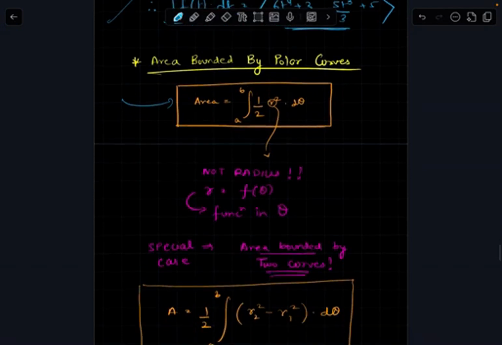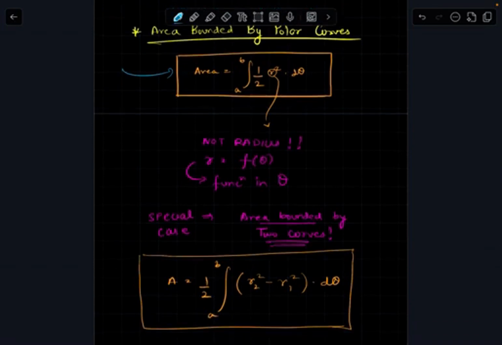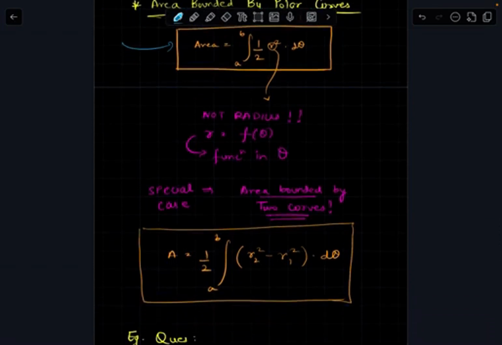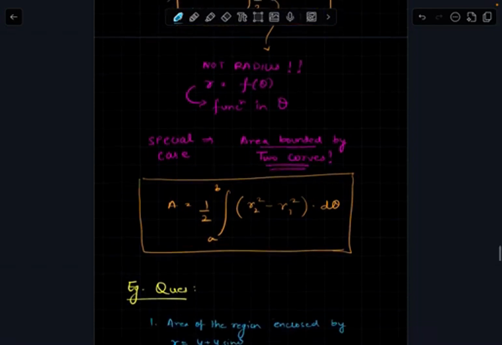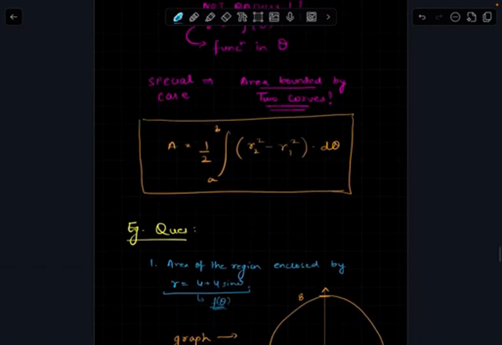Now here r does not represent radius like how we saw in washer methods or disk methods or in the previous chapter. No, here r is a function of theta. So it's your normal, like you have a function in x or function in y. This time you have a function in theta. So yeah. Now we are gonna encounter another formula where you need to find the area bounded by two different polar curves, right? How we found it in the previous chapter. So this time it's half times r square minus r1 square dot d theta with limits a to b.